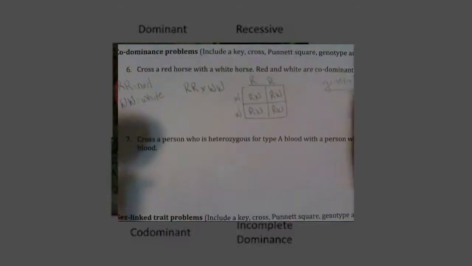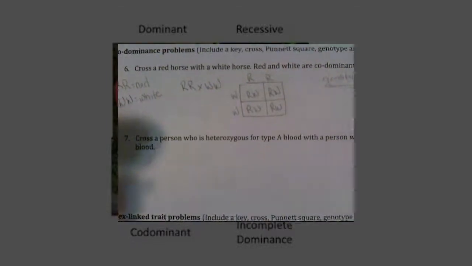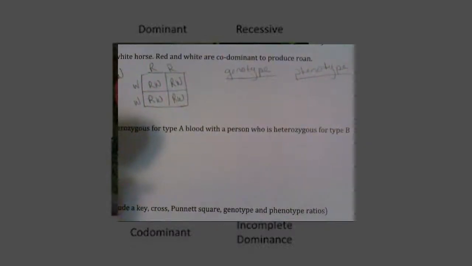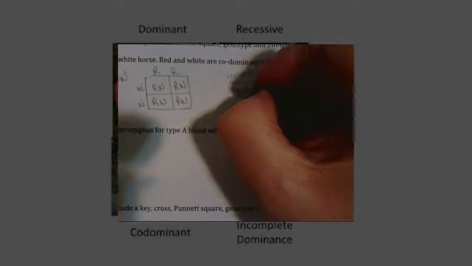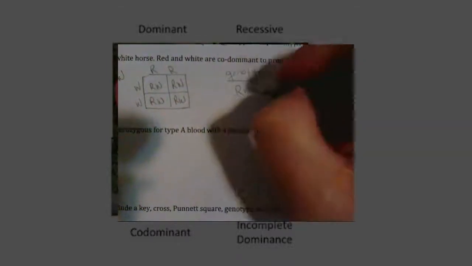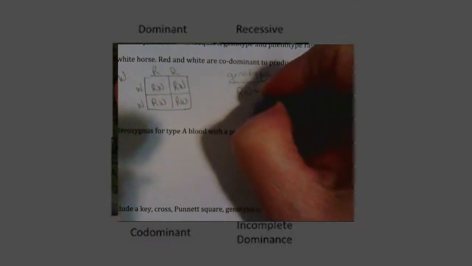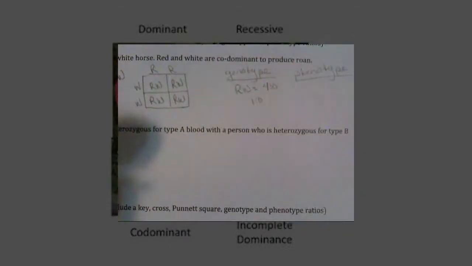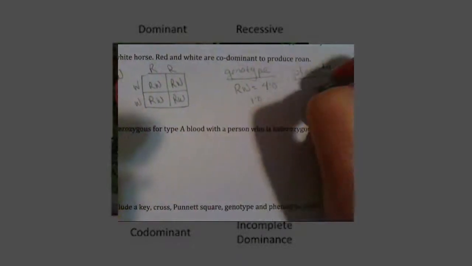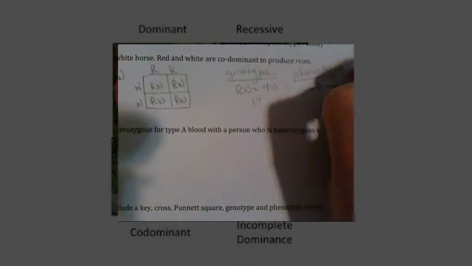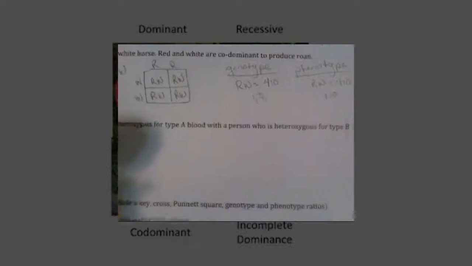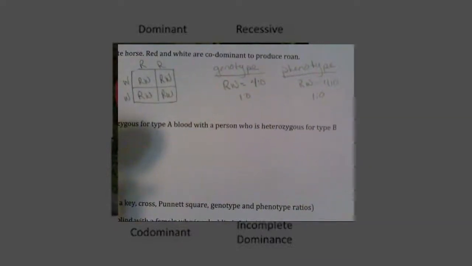Just like incomplete dominance, most of the time, the genotype and the phenotype are the same. So, what is the genotype that shows up in our Punnett square? We have the roan, which is the red and white showing in all 4 of them. So we have a 100% chance of having a horse that would express both the red and the white color. Same thing goes for the blood type or the phenotype.